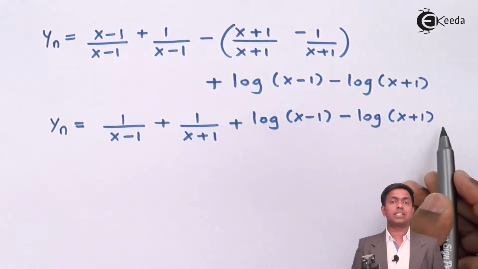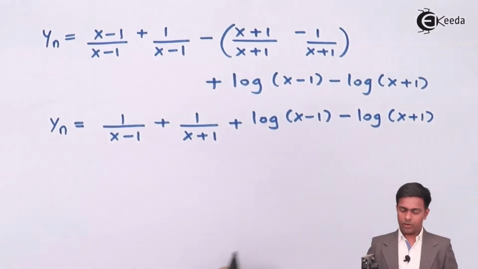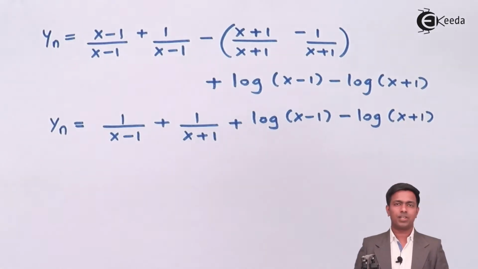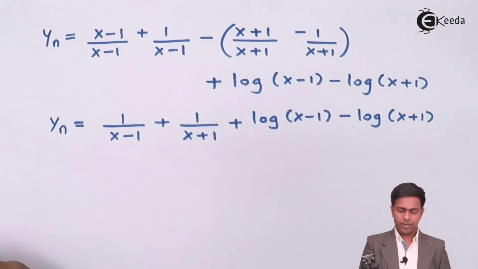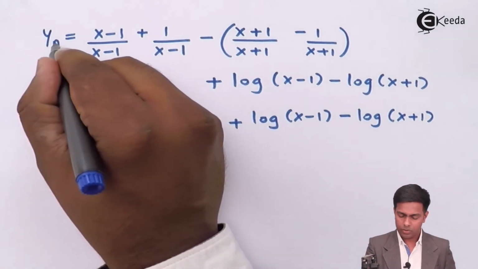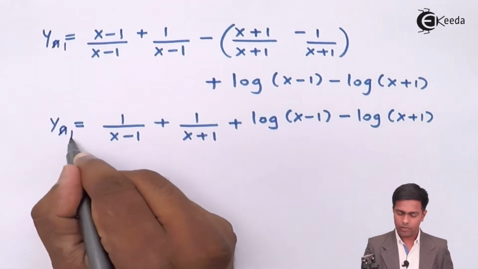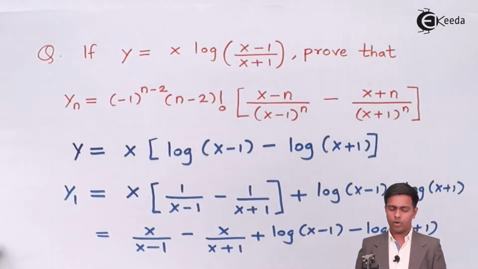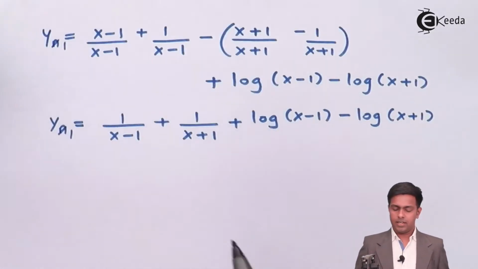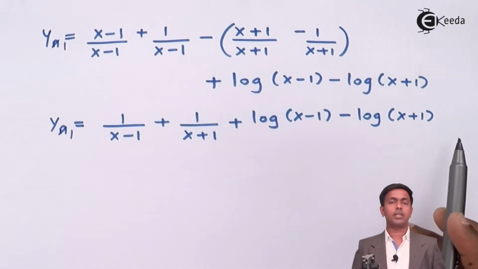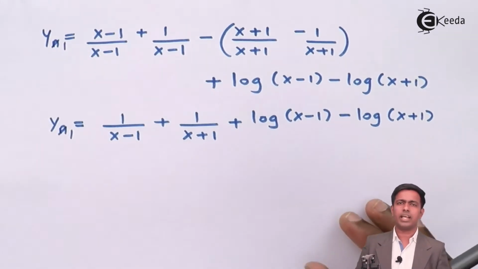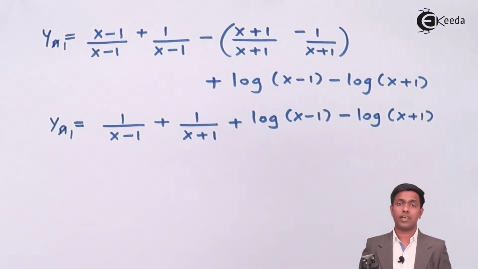And the last two terms as they are. Now guys, we have four different terms, and these four different functions are in a form where we can definitely find the nth derivative. Here I am writing y, but it is y1, so let me change it. It is y1 because we got y1 on the previous page. Now y1 is given in such a form that we can easily find the nth derivative of each and every function.